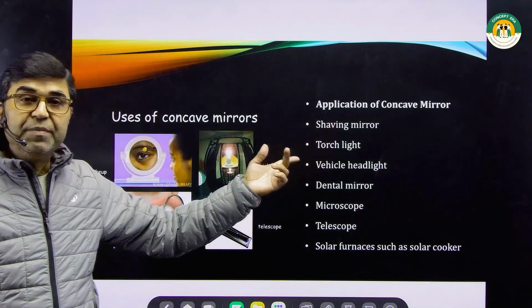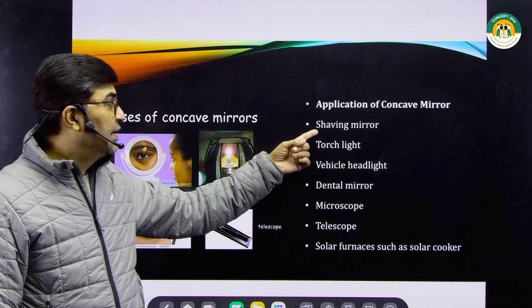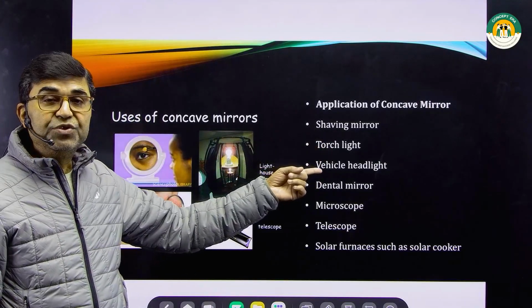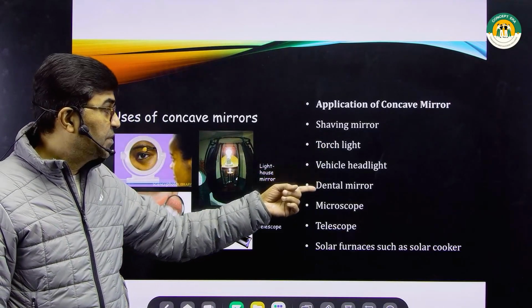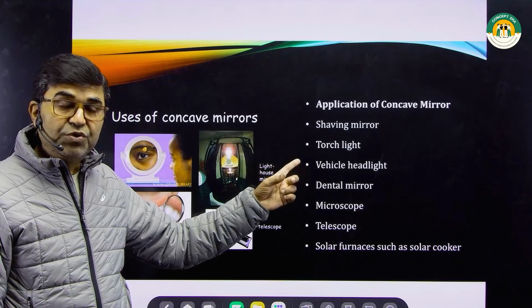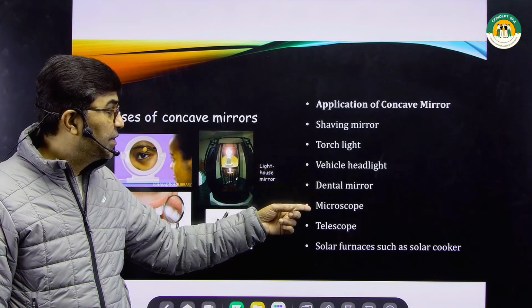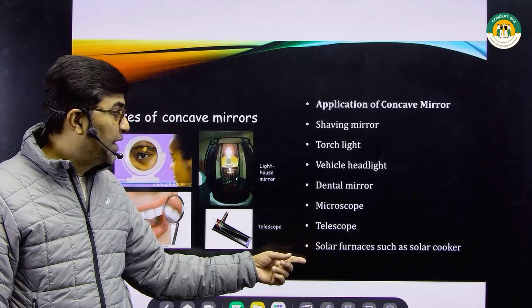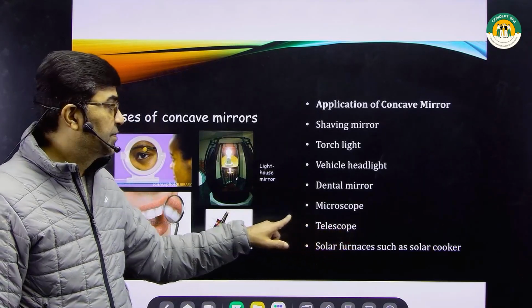Concave mirror is used for several applications like a shaving mirror, a torchlight reflector, used in the vehicle's headlamps. A dentist uses a concave mirror. It is used in a microscope, in telescopes, and solar furnaces.